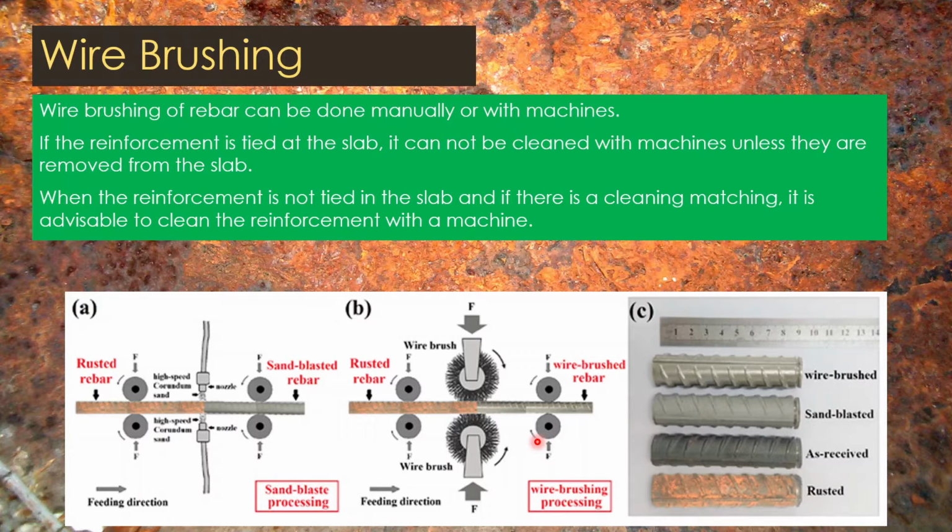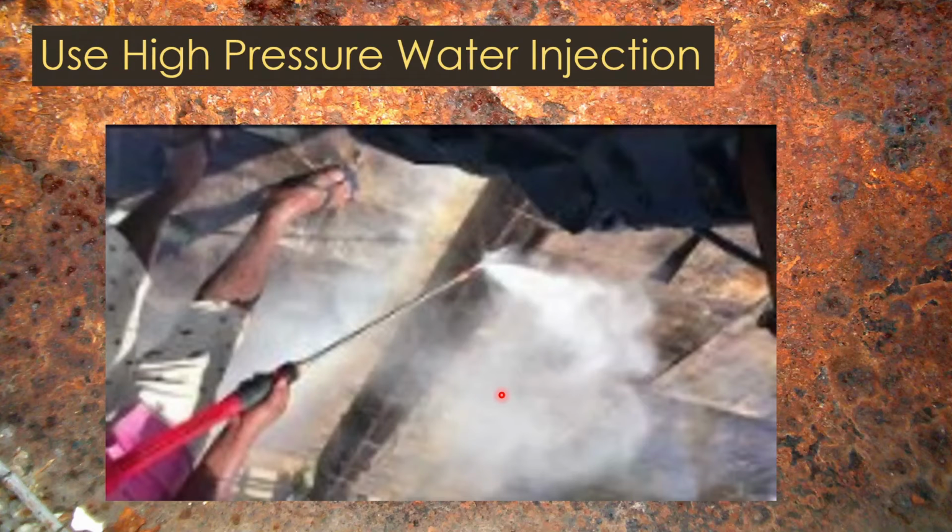Not only for metal, when you clean the rebar, you can see here a machine operated wire brush is used, and the rebar is sent through it and the rebar will be clean.